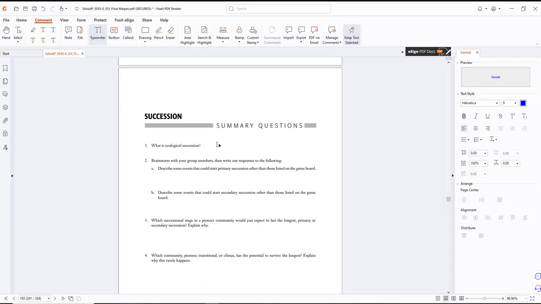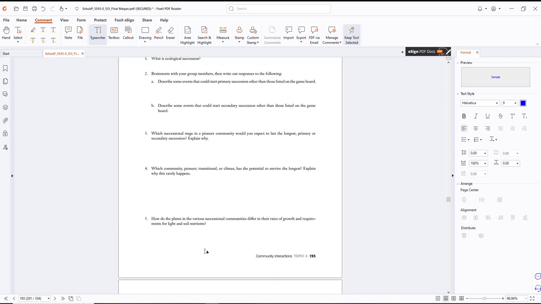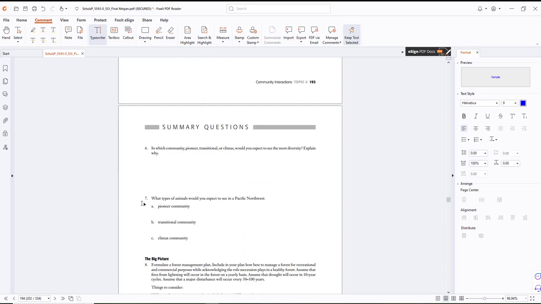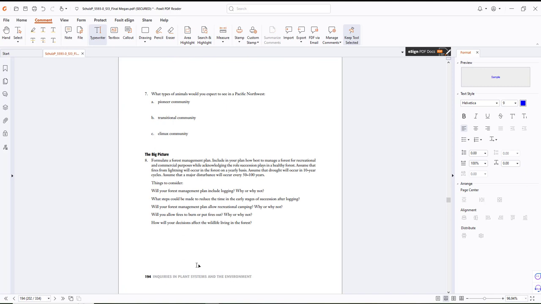So this kind of goes through what is ecological succession. Think about the different community types that you went through when you're going through the game, and the different types of plants that were involved and so forth. So you'll be able to describe the types of plants that were involved in each of these communities, and then think about what type of animals would go along with these plants and so forth.